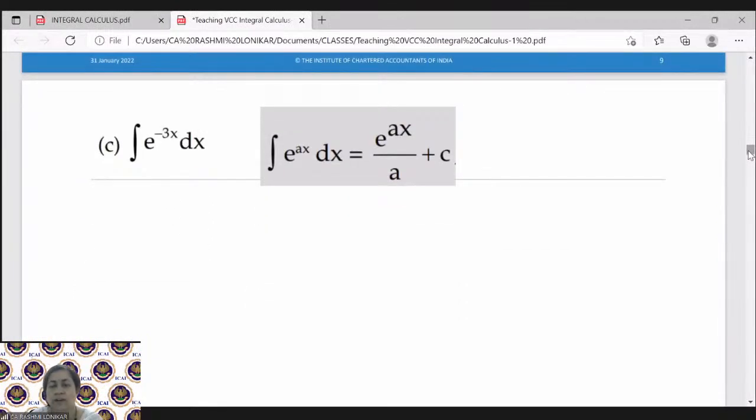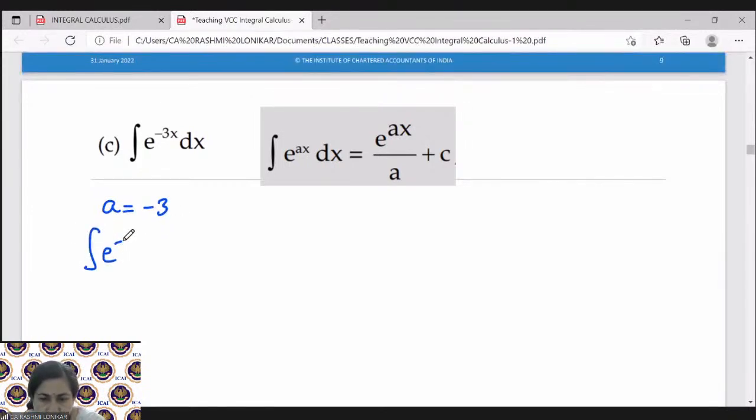Now you have integral of e raised to minus 3x dx. Okay, so which formula am I using? Integration of e raised to ax dx is equal to e raised to ax upon a plus c. So here what is happening? How much is my a? a is equal to minus 3. Okay, just remember a is equal to minus 3.